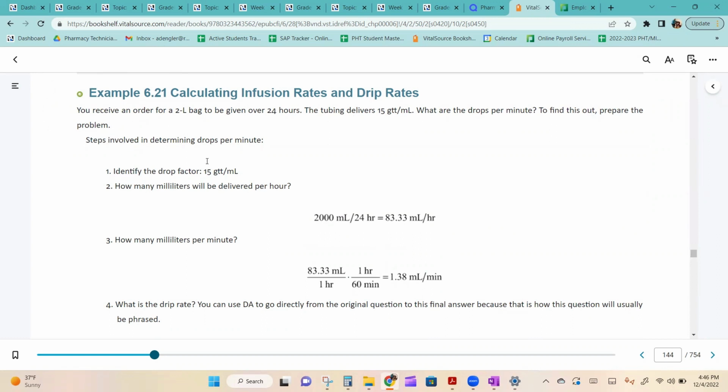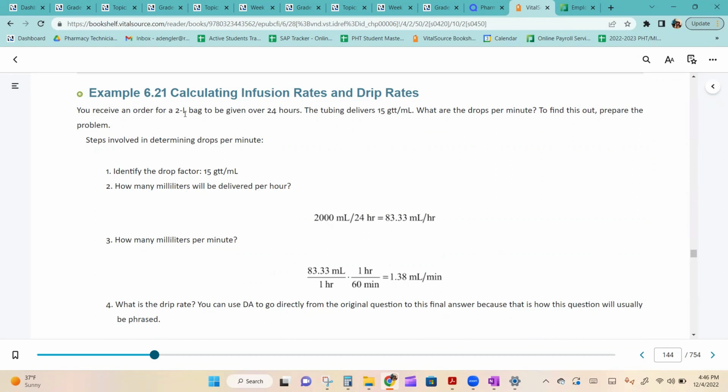So identify the drop factor. This tubing delivers 15 drops per ml, which is the drop factor. Your drop factor should always be in drops per ml. And what are the drops per minute? To find this out, prepare the problem, just like we said. So how many milliliters will be delivered per hour?